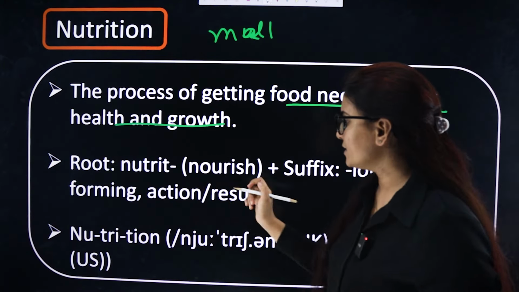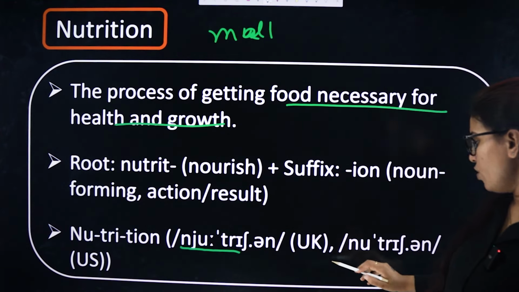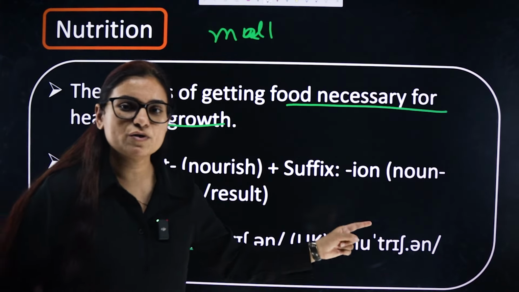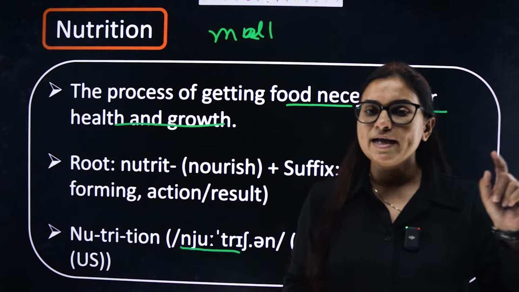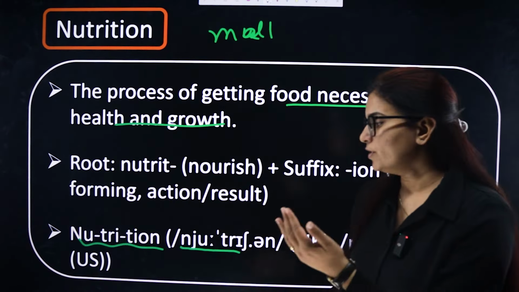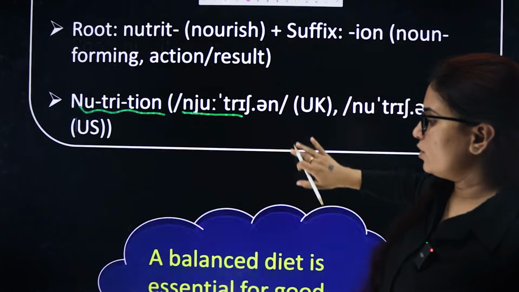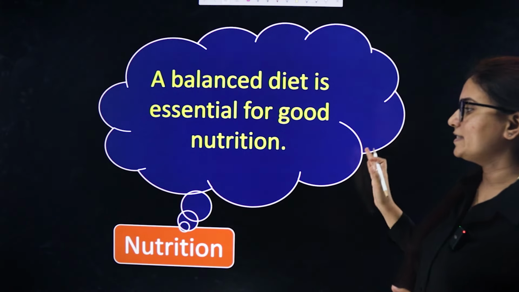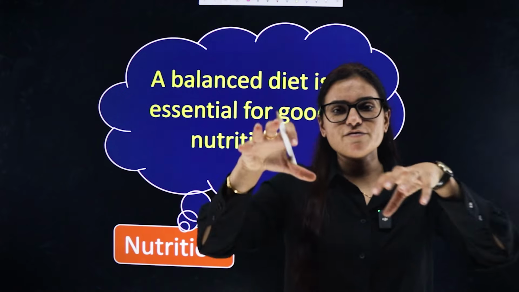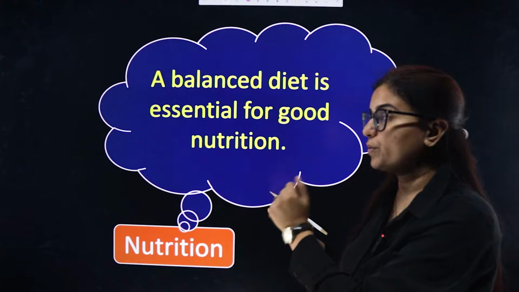Now, it's derived from the word nutrit, which means nourish. The pronunciation differs: in the UK it's said one way, and in the US it's said another way. Whichever pronunciation you want to pick, you can check it on Google and get it correct. Don't speak incorrectly. The example is, a balanced diet is essential for good nutrition. A balanced diet simply means you have enough protein, enough fat, enough carbohydrates, enough of everything. That's a balanced diet.